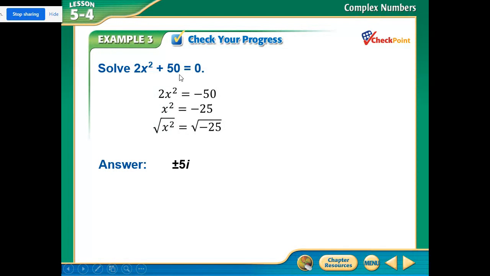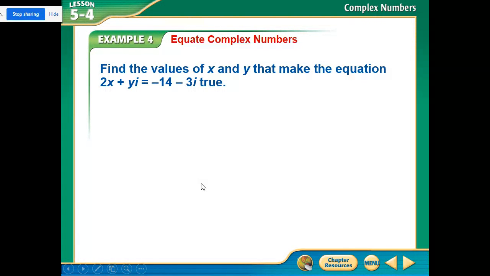And I can do it again. If it's 2y squared plus 50, I can move the 50 over, divide by 2 is negative 25, square root of negative 25 is 5i. Really simple, those problems.